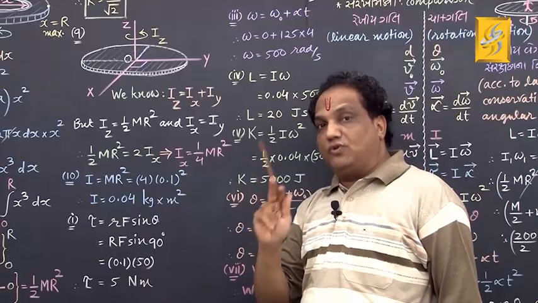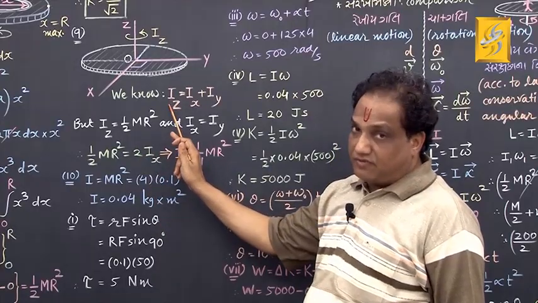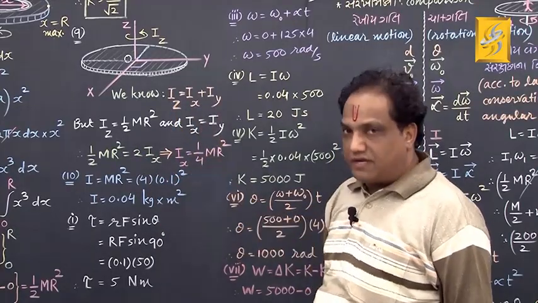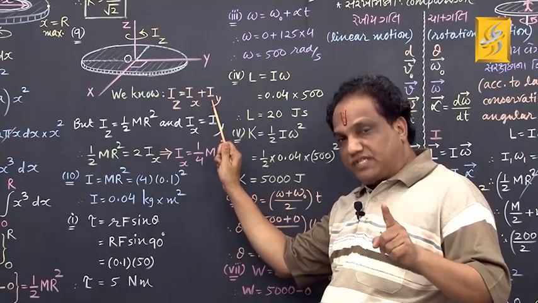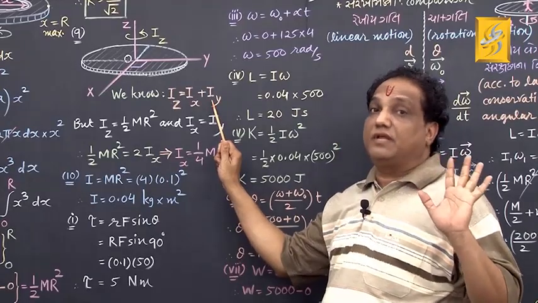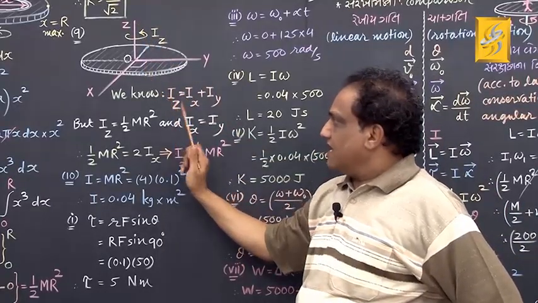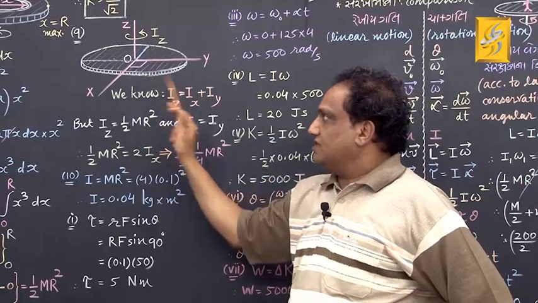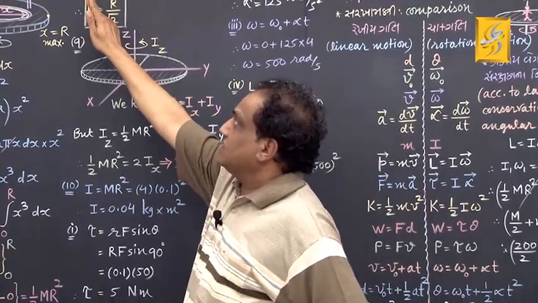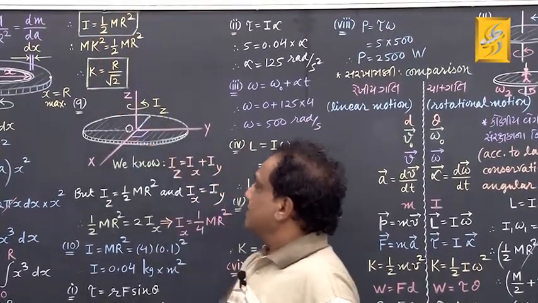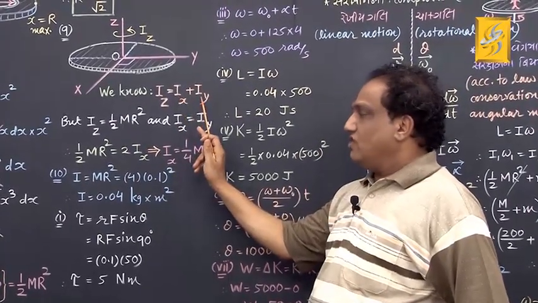Now tell me, according to the theorem of perpendicular axis, in the last period we have seen Iz equals Ix plus Iy. These are the moments of inertia about those axes which are taken in the plane of the planar body. Now moment of inertia about the z axis is nothing but the moment of inertia of this disc about an axis passing through its center perpendicular to its plane, and such moment of inertia we just derived, it is half mr square. So this Iz is half mr square, and whatever is the value of Ix, same is the value of Iy.